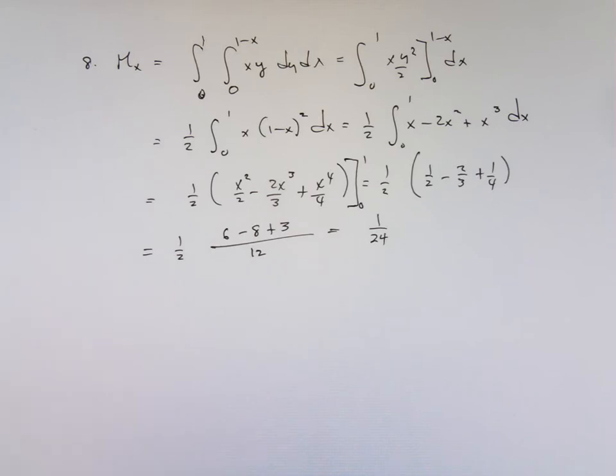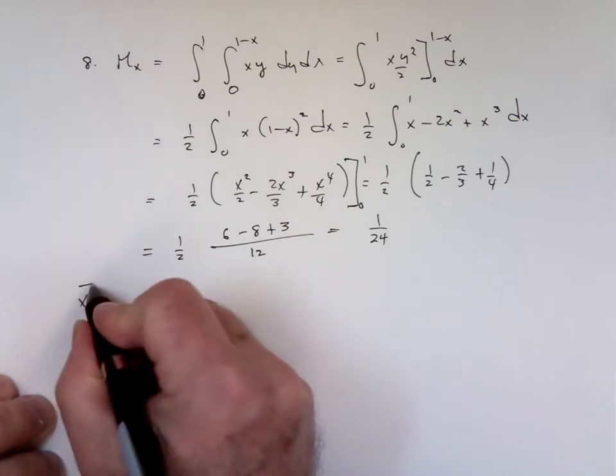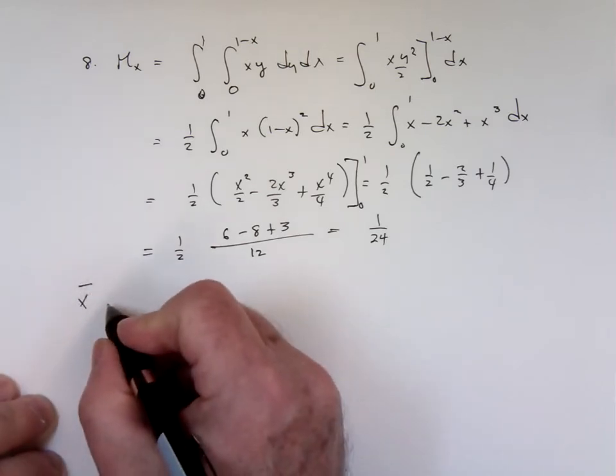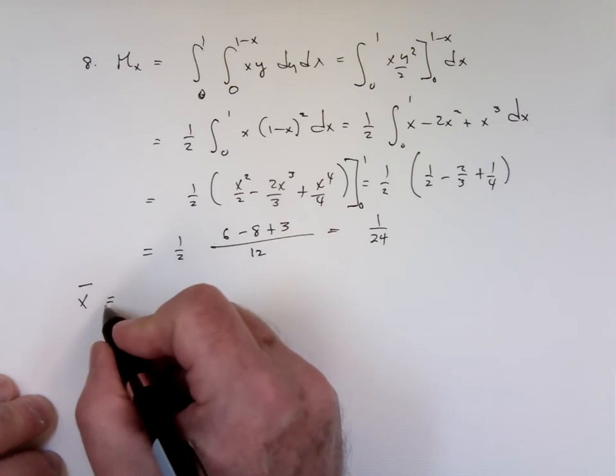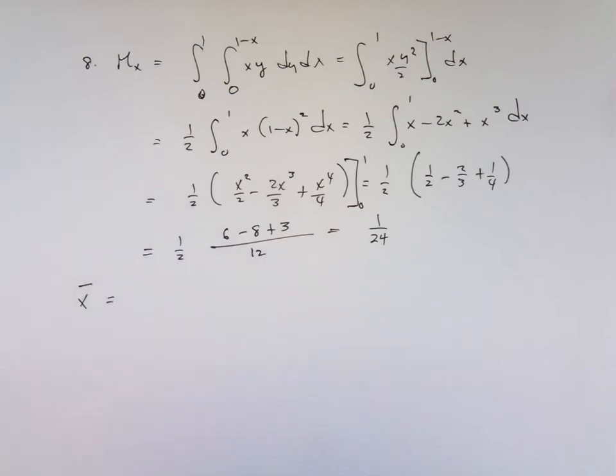X bar. Can I get some credit for forgetting to multiply by 1/2? Let me see. You had the 1/2 in there? Yeah. And then you didn't multiply by it? That's partial.